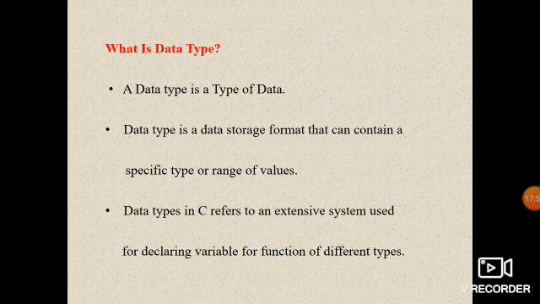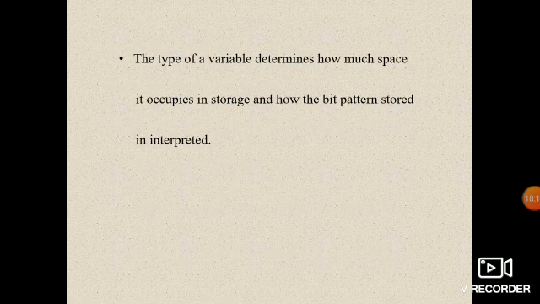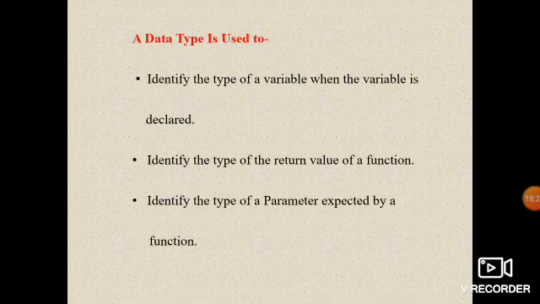Data types in C refer to an extensive system used for declaring variables or functions of different types. What is the use of a data type? We declare variables using data types. The type of a variable determines how much space it occupies in storage and how the stored bit pattern is interpreted. The data type tells how much space is required for the variable.